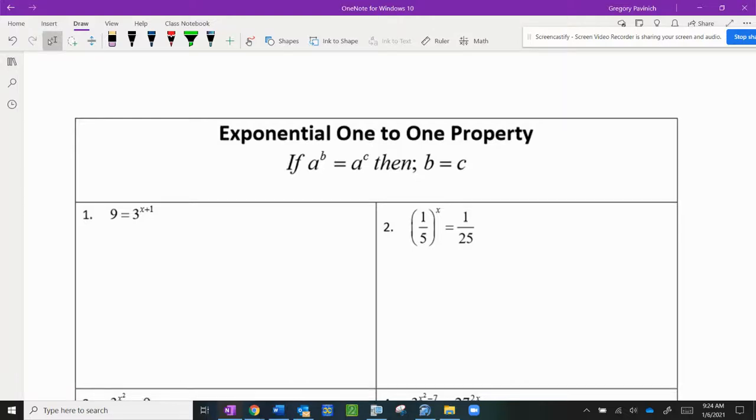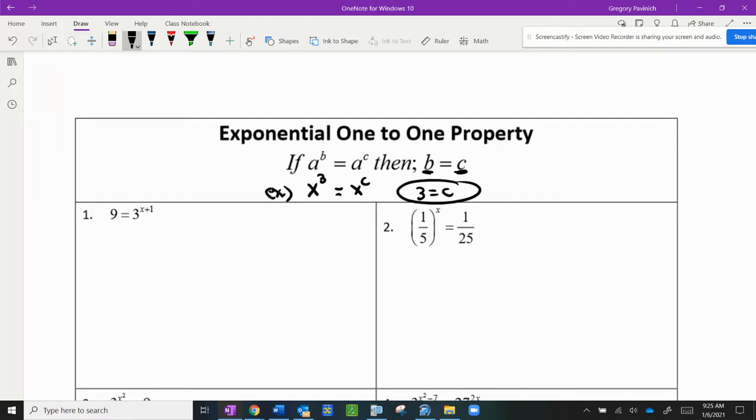Hey, today we're going to use the exponential one-to-one property to solve exponential equations. Equations are two things that are equal. So if I have two bases that are exactly the same, a to the b is equal to a to the c, then b and c must be equal. For example, if I had two bases that were the same, x, and B was 3 and I didn't know what C was, then C has to be 3 if the two expressions are going to equal each other.